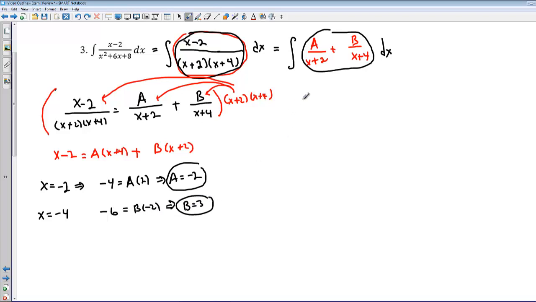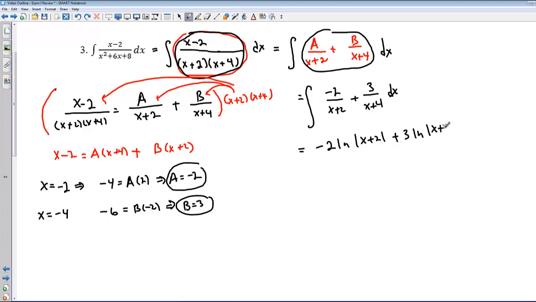And so now I basically have it. This integral here is going to be equal to negative 2 over x plus 2, and then plus my b, which is 3, over x plus 4 dx. And now these are basically like one of my types, so I can just kind of guess and check. So my guess is this is going to be negative 2 ln of the absolute value of x plus 2, plus 3 ln of the absolute value of x plus 4, and then all plus c.